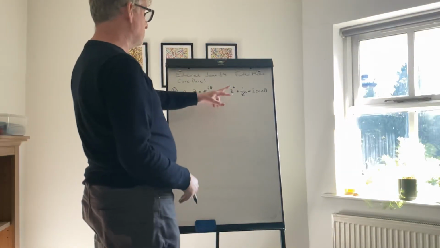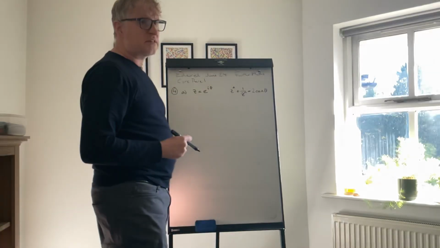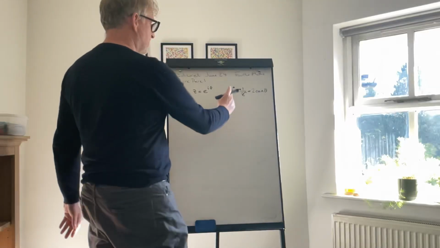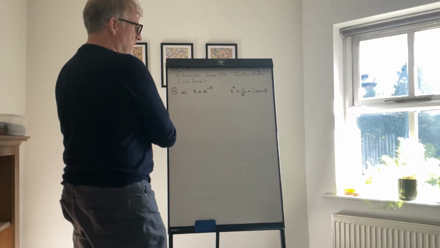It starts off quite nicely because it just asks you that if z is a complex number, so that z is e to the i theta, where theta is real, you need to show that z to the n plus 1 over z to the n is 2 cos n theta.